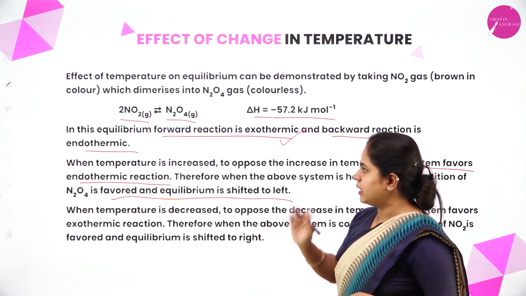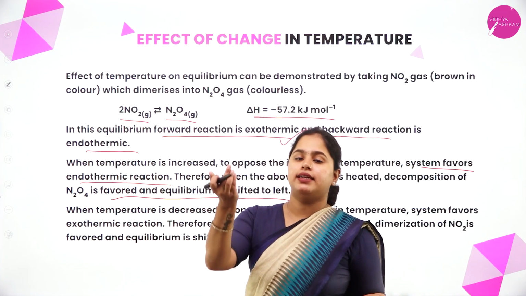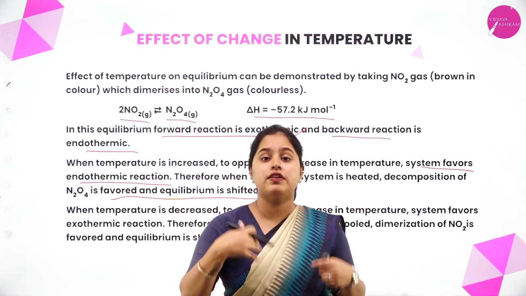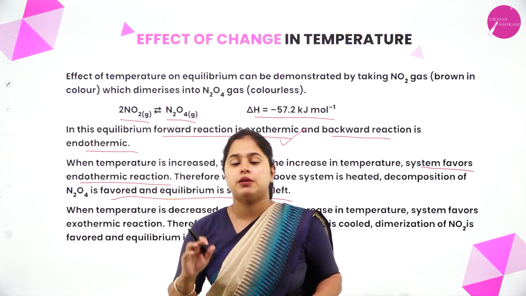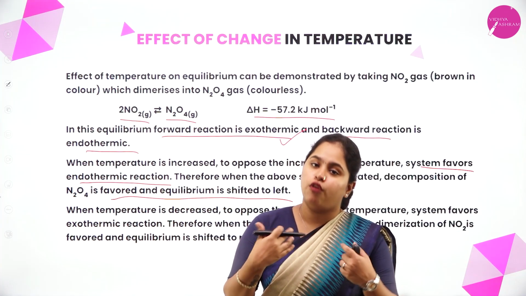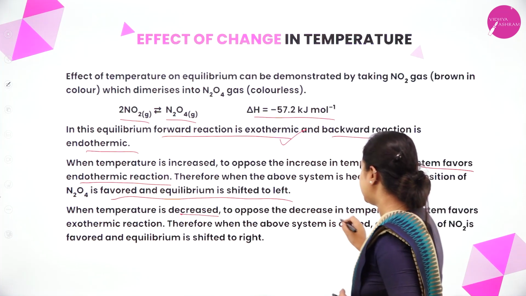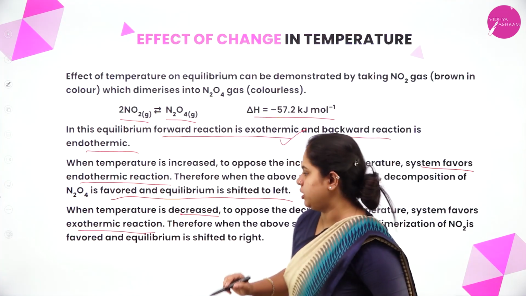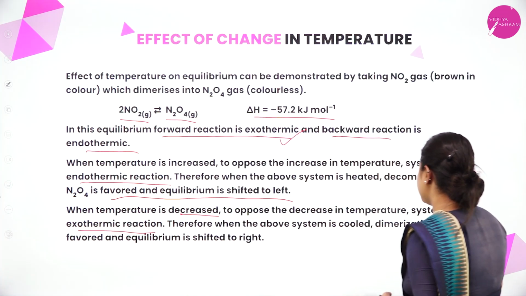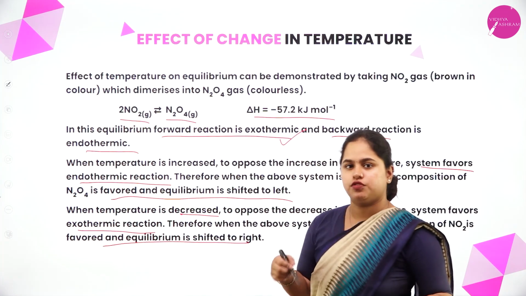Okay, now let's take the opposite. When the temperature is decreased, the system will try to increase the temperature. That means it will favor exothermic reaction. That means the equilibrium will shift to the right. That means it will favor forward reaction, right? So, when temperature is decreased, to oppose the decrease in temperature, the system favors exothermic reaction. That means when the above system is cooled, dimerization of NO2 is favored and equilibrium is shifted to the right.